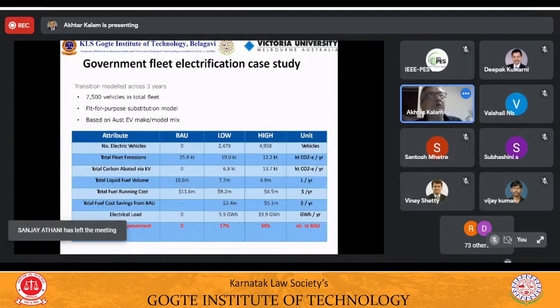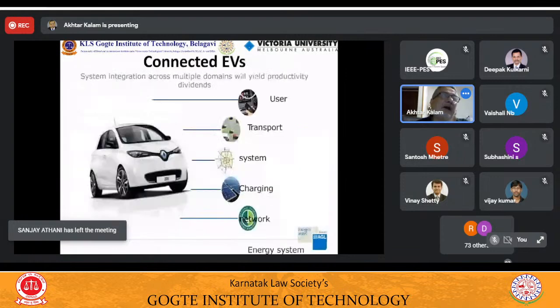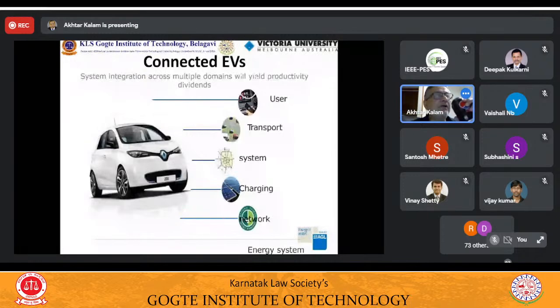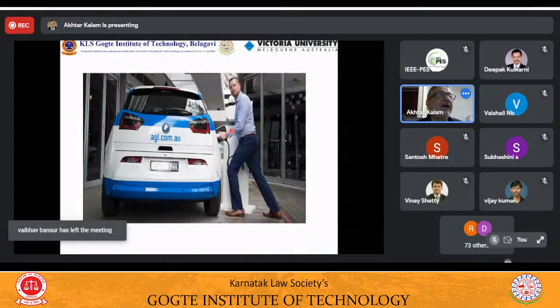The electric load is definitely going to go up if there is high usage of electric vehicles. Now, you will have a connected system, because there will be multiple domains. That's what I'm doing a lot of work on, IoT, looking at how the whole constraint will be there, how the system will be integrated. So there will be user, transport, system, charging, and network. The whole system will be all interconnected. And we do have this car in Australia. This is from our local distribution company.